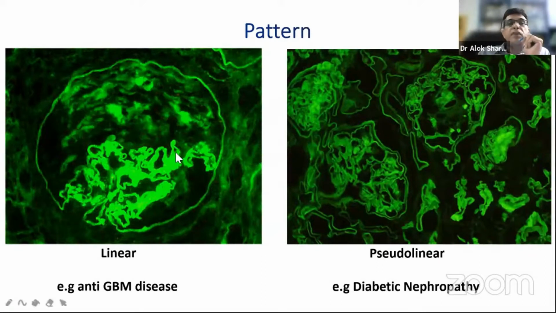If you look at the intensity, this is also linear. We call it pseudo-linear because, number one, it is not so intense, and then it occurs in a different setting. If you really want to differentiate these two, you can do an albumin staining. Albumin would be positive in these areas, negative in the other. So you can differentiate a linear from a pseudo-linear staining by doing an albumin staining.